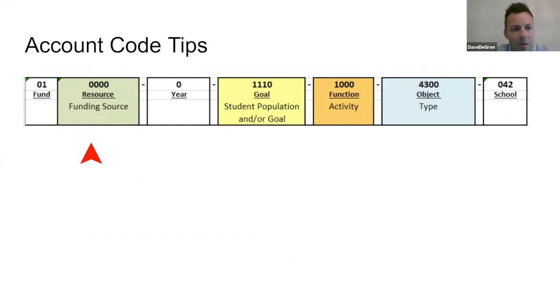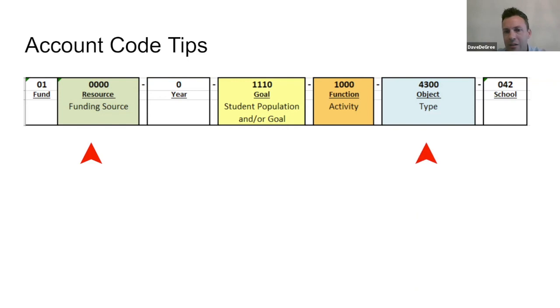The first part of the segment is the fund resource, and this is basically what funding source you are using. If I was an office manager, that's the first question: what funding source am I going to use to pay for this certain item? Is it unrestricted? Is it Title I? Is it going to be a donation account or some other account?